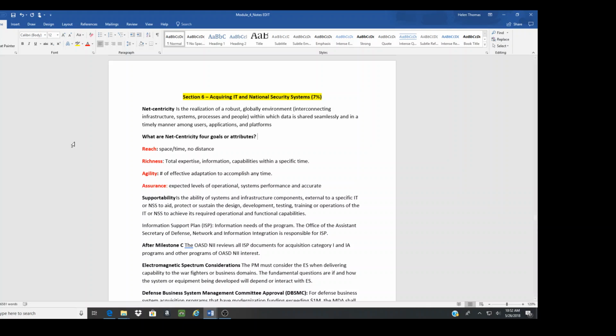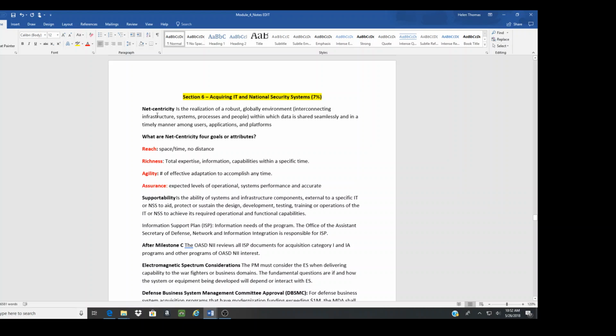Today I'm going to be covering CDFM Module 4, Section number 6, Acquiring Information Technology and National Security Systems. This accounts for 7% of the CDFM Module 4 acquisition exam. So let us begin. It begins with the definition of netcentricity.